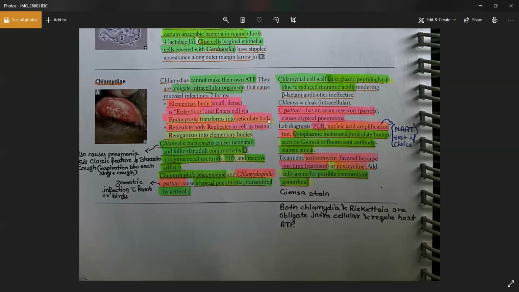Four are there. Three, I think. I'm sorry, I keep on confusing. It's three, not four. Okay, three: trachomatis, pneumoniae, and psittaci.